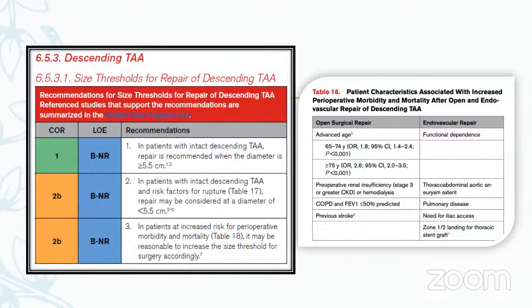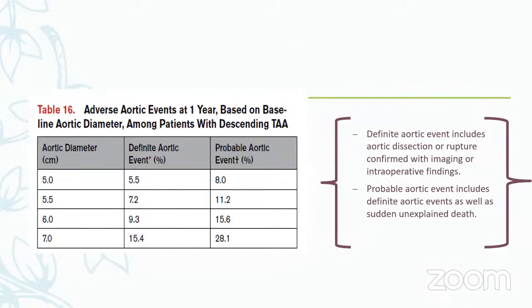Why did they choose this size threshold? Because they found that as the aortic diameter increases, the definite and probable aortic events increase. What are the definite and probable aortic events?